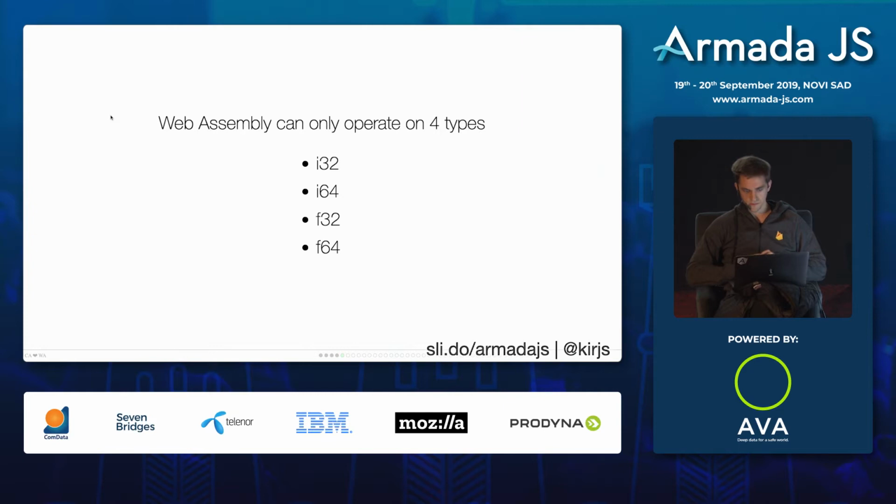And a fun thing, it's very, very simple inside. It can only operate on 4 types. There actually are more types, like functions as first-class citizens, but at this point, we only care about 4 types, and all of them are numbers.